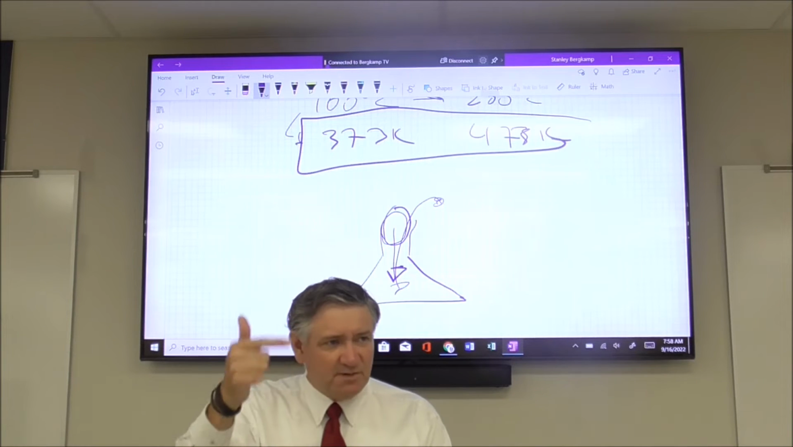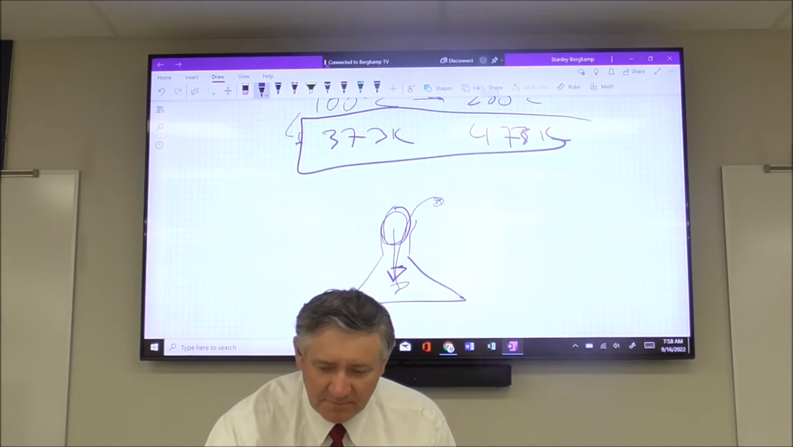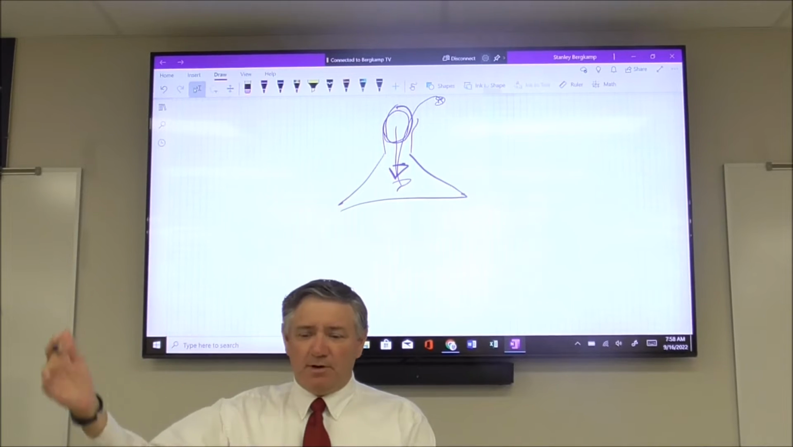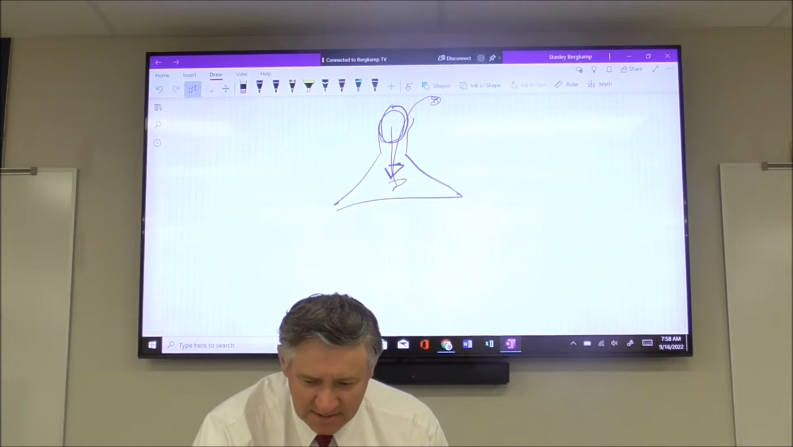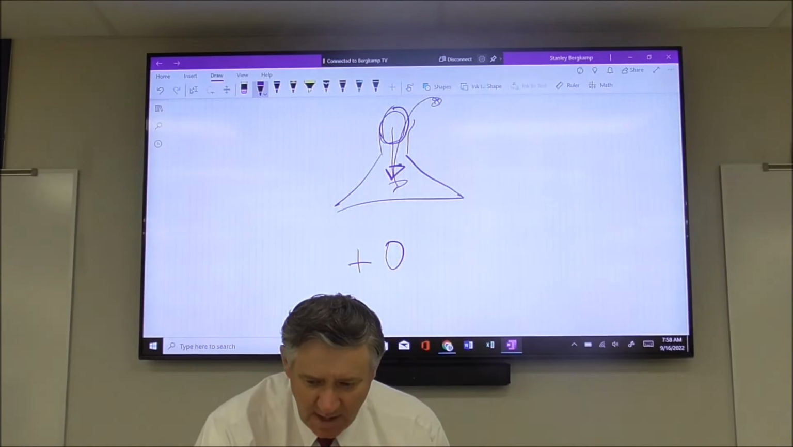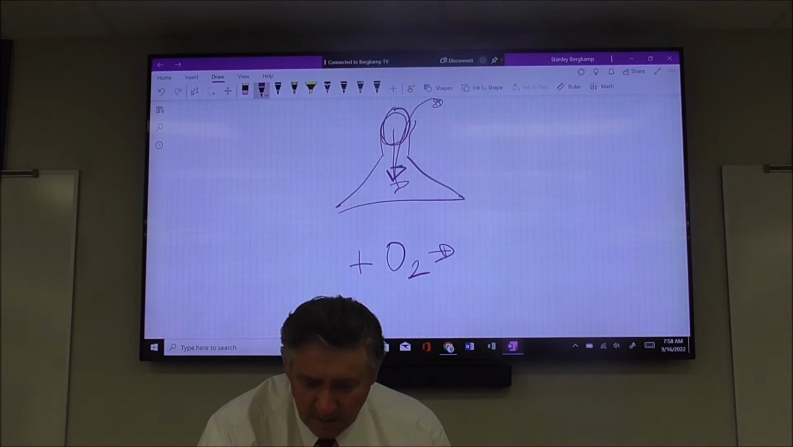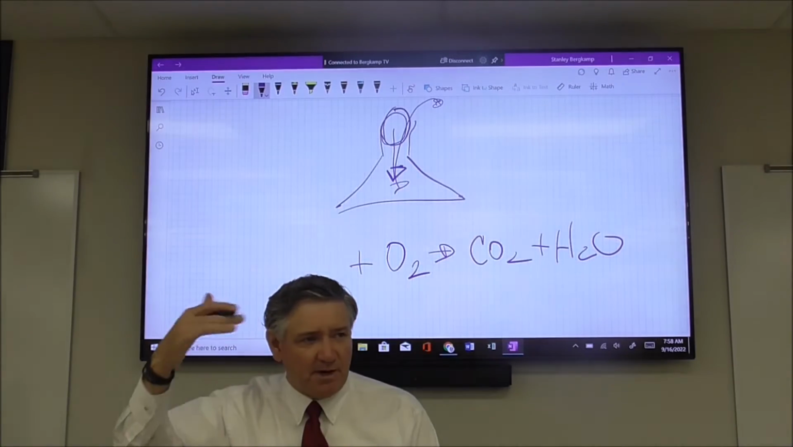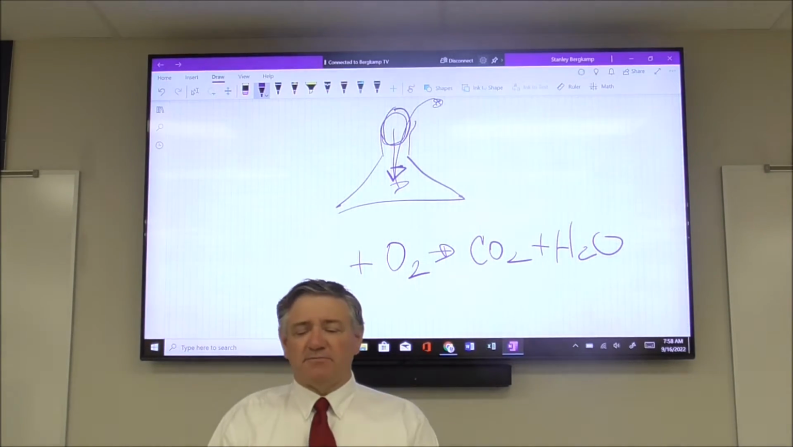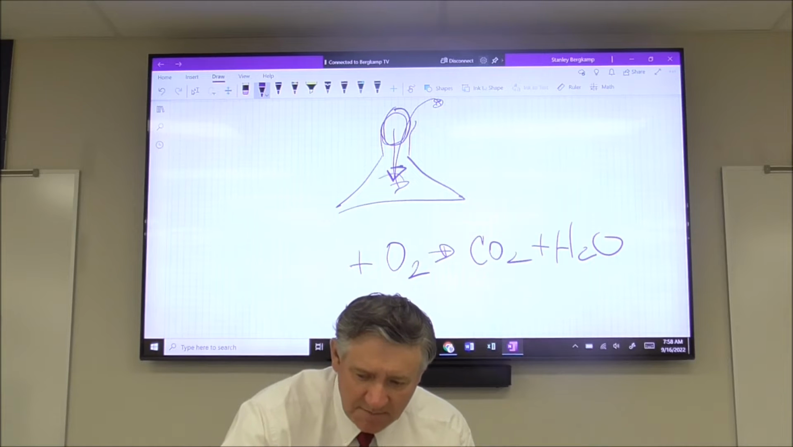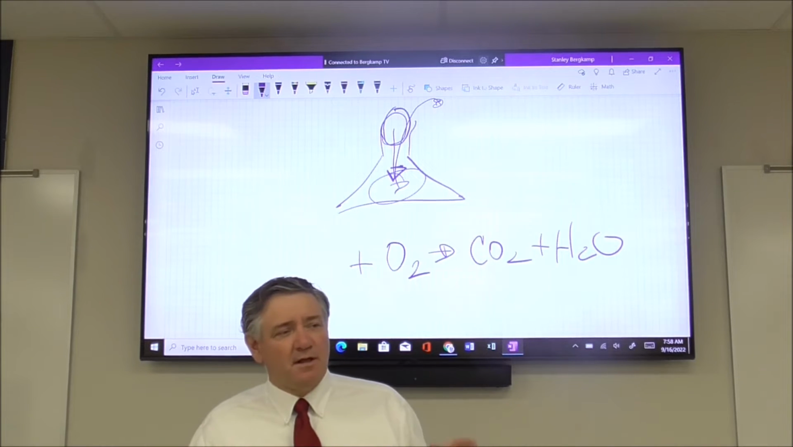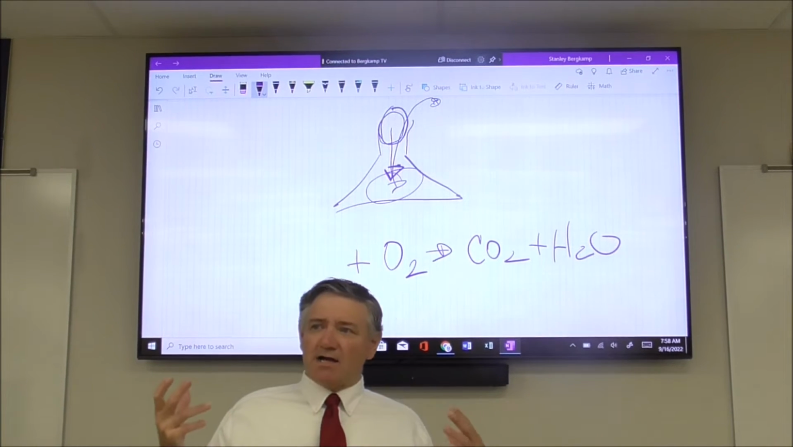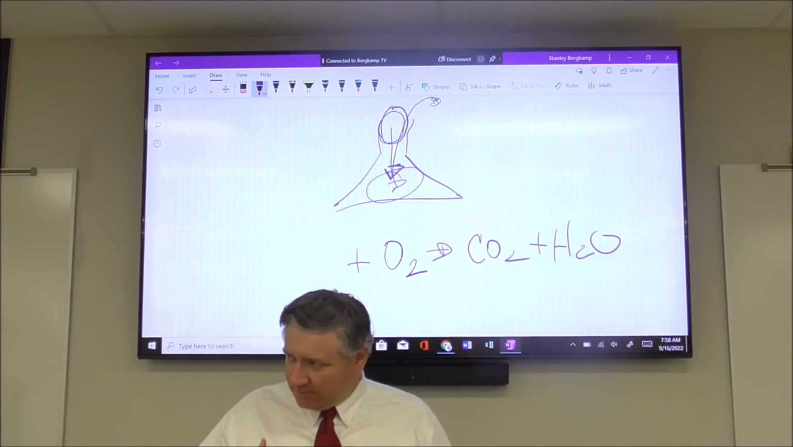We'll spend more time talking about this later. But basically, when things burn, they react with oxygen in the air, and then you get carbon dioxide and water, okay? We'll spend a lot more time talking about combustion reactions. So basically, when I drop that piece of paper in there, that paper is consuming the oxygen that's in the air.